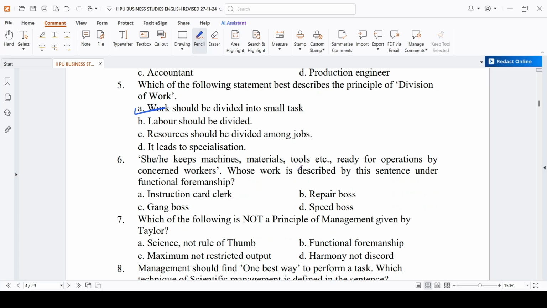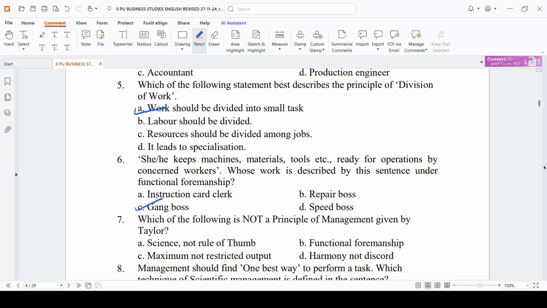He or she keeps machines, materials, tools, etc. ready for operations by concerned workers. Who is going to do that? Instruction card clerk, repair boss, speed boss, or gang boss? That will be done by your gang boss. The gang boss is the person who keeps all your materials, tools and machines ready for doing the operations in your business.